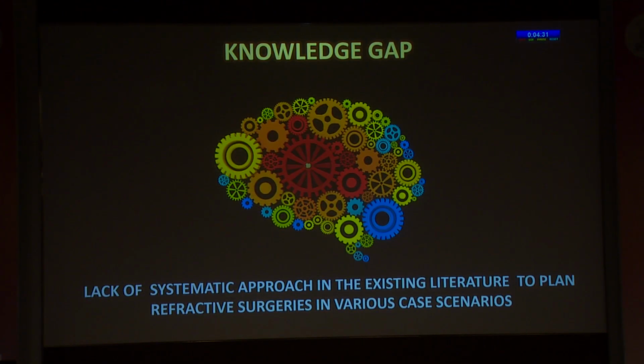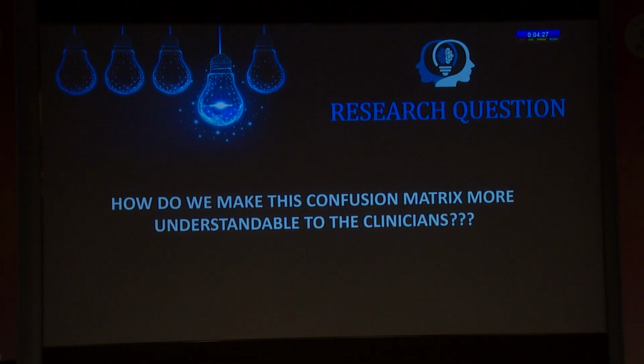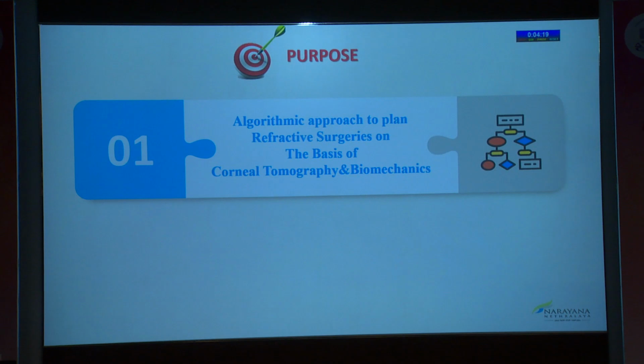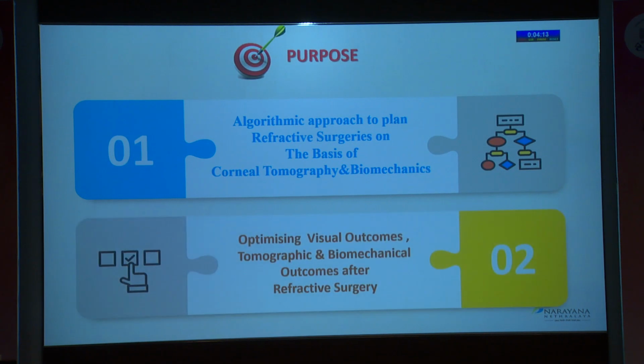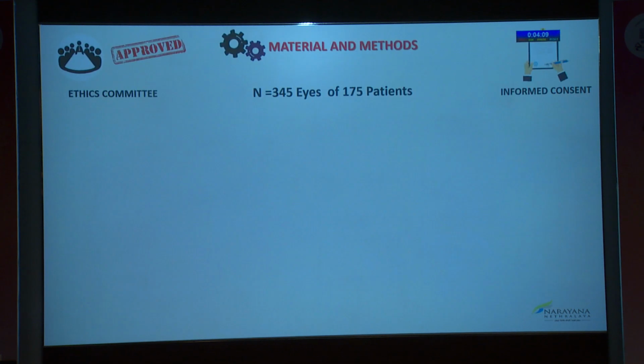We lacked a systemic approach in the existing literature to plan the refractive surgeries in various case scenarios. So this brought us to our research question of how do we make this confusion matrix more understandable to the clinicians. So the purpose of our study was to plan an algorithmic approach to plan refractive surgeries on the basis of tomography and biomechanics, and to optimize visual, tomographic and biomechanical outcomes after the surgery.